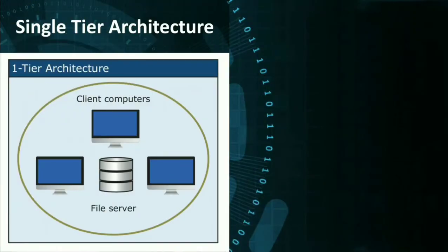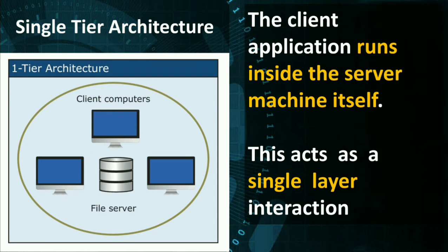Single tier architecture is also called one tier architecture, and this is used for the server accessed by the client. Here the client application runs inside the server machine itself. The database is readily available on the client machine. Any request made by the client does not require a network connection to perform the action on the database.